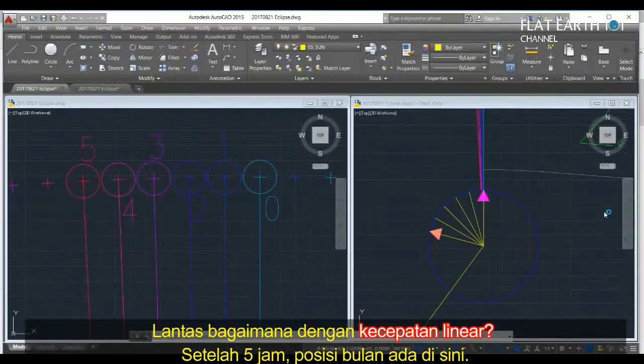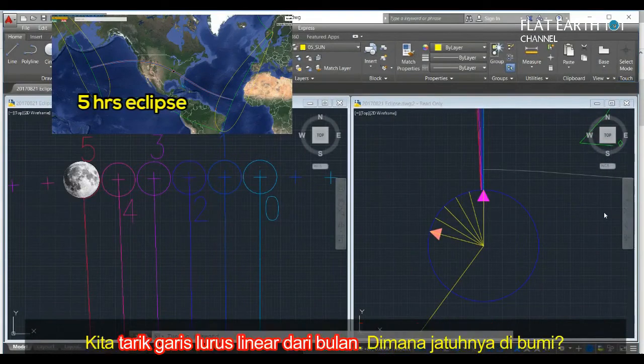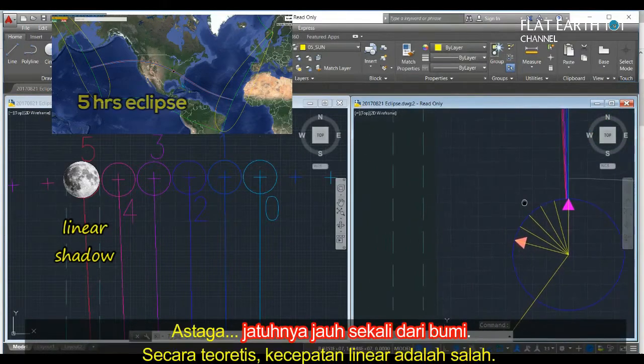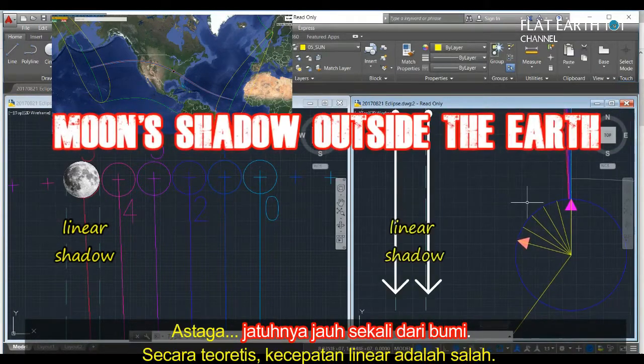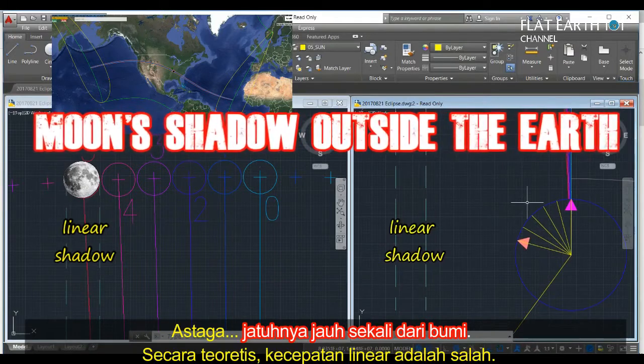After 5 hours, the Moon's position is over here. We draw straight linear lines from the Moon. Where do the lines fall on Earth? Man, it's far outside the Earth. Theoretically, linear speed is wrong.